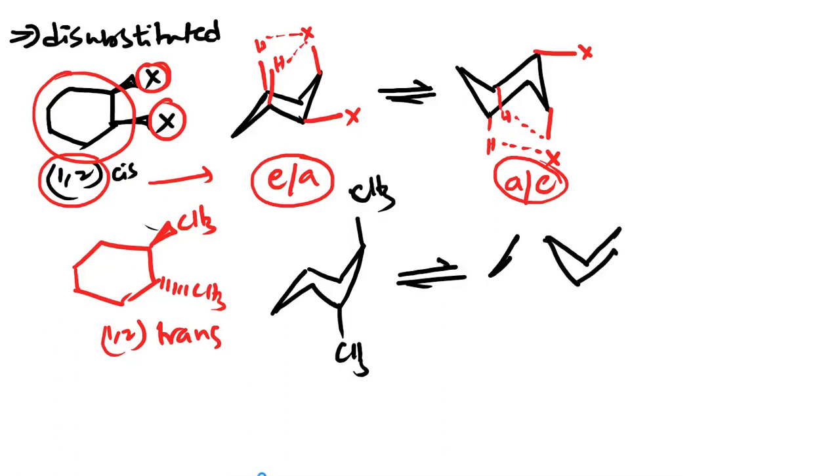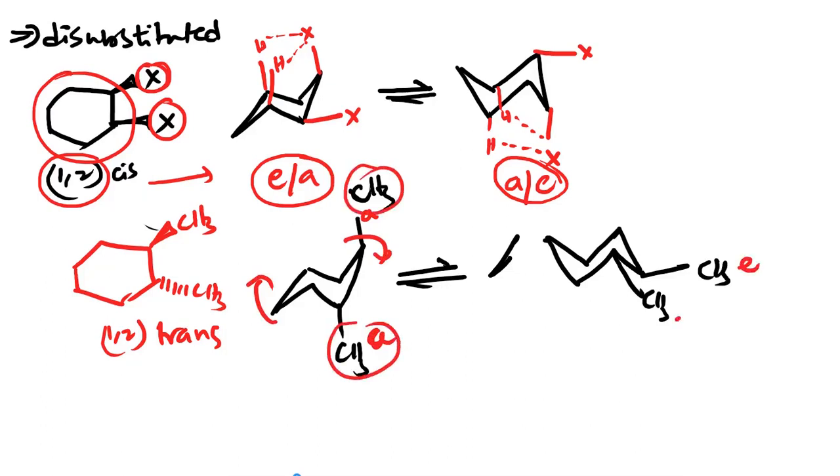Right. CH3 and CH3. Now you can see that in the first conformation, we have two methyl groups in axial positions. When you flip this ring, the two methyl groups move into equatorial positions. That's why 1, 2 trans disubstituted cyclohexane in its chair conformations produces an axial-axial relationship or an equatorial-equatorial relationship in its respective conformations. Okay, right.